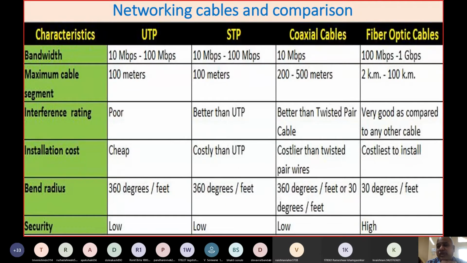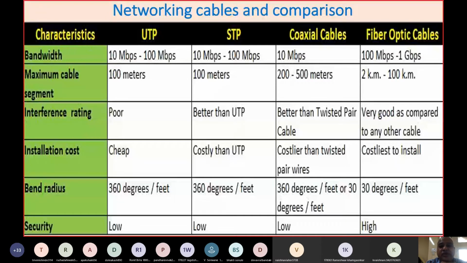Now 1 Gbps is the figure on this particular slide, but by today's standards, UTP can go up to 20 Gbps. Coaxial cables can go 100 to 500 Mbps, with 500 Mbps as the maximum limit, and optical fibers can cross 1000 Gbps. That is today's standards for all these cables.